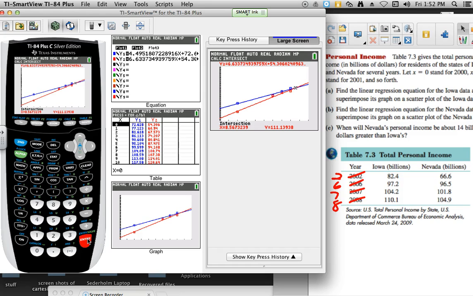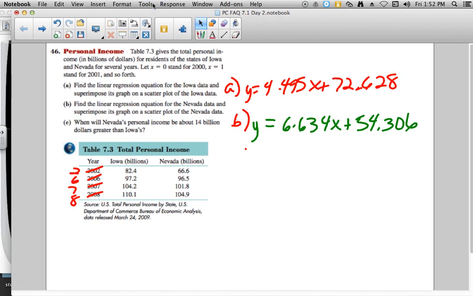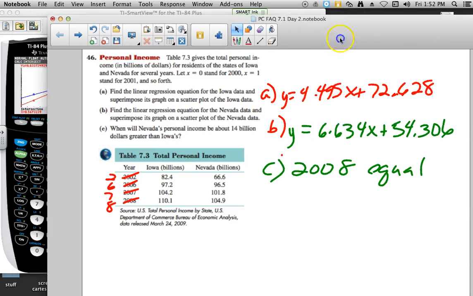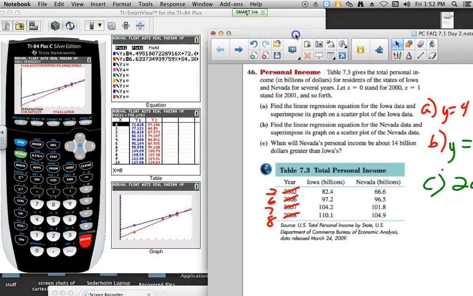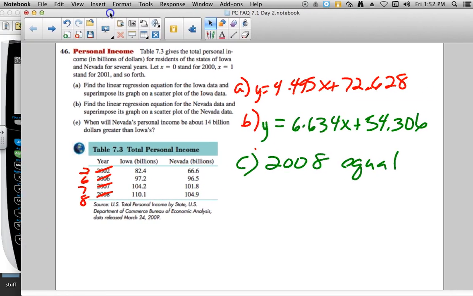So I think, well, when is that going to be? Well, 8.567 means it's going to happen 2000 plus 8.567 years from now. So sometime during 2008, they will be equal. And if we wanted to, we certainly could put what that billions would be at that point, that 111.139.